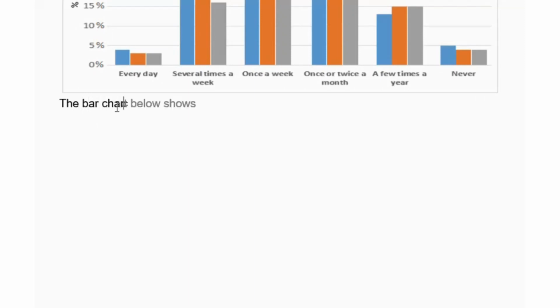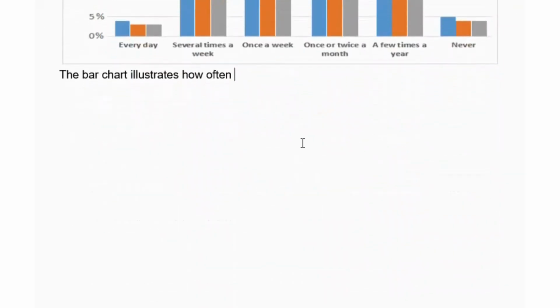So the bar chart illustrates how often people, instead of saying people in the USA, I'm gonna say Americans, visited, well, of course they ate after visiting, a fast food restaurant from 2003 to 2013. So our introduction is going to be simple, it gives the explanation easily, and the examiner can understand what this is about. So I'm going to write an overall.